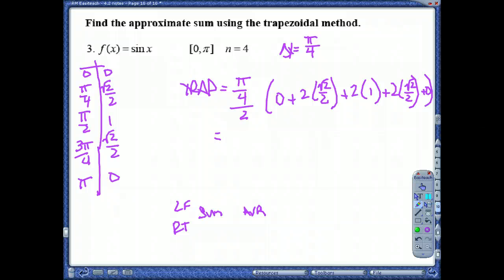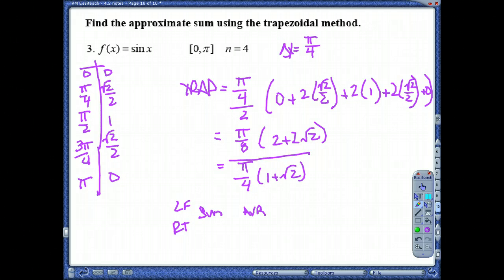So if we were finding the trapezoidal, we get pi over 8 times 2 plus 2 square root of 2, reduce. So pi over 4 times 1 plus square root of 2, that's about as low as you're going to go. End your parentheses there. Okay. So that's as pretty as our answer is going to be.